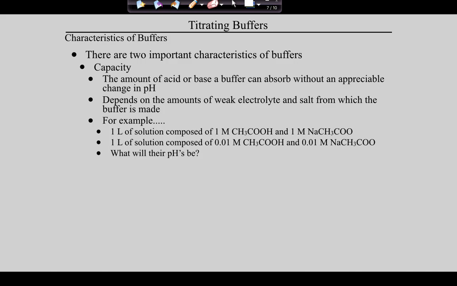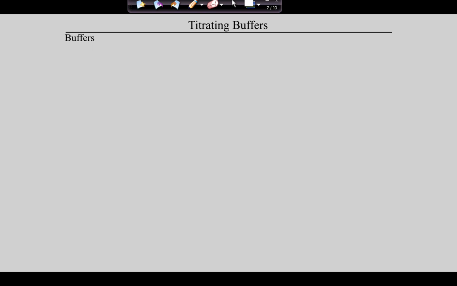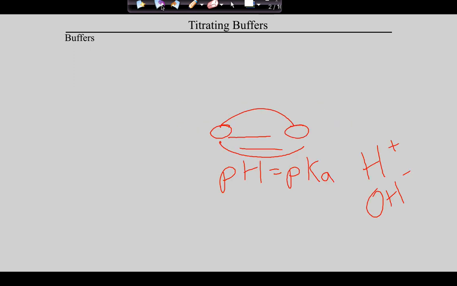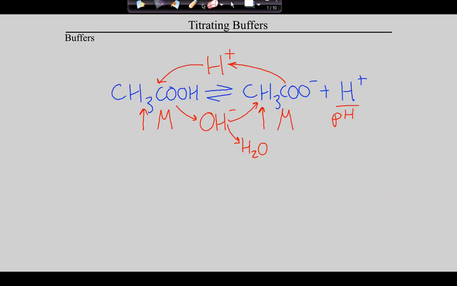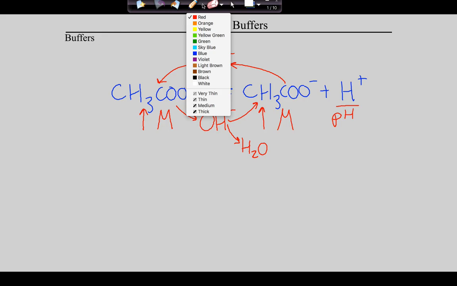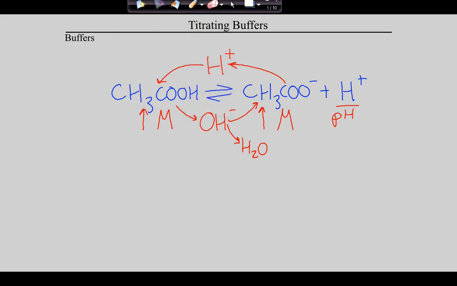All right. So with all of that said, guys, here we go. We are now going to talk about the math of titrating buffers. So go back up in your notes to here. And I'm going to switch to black.